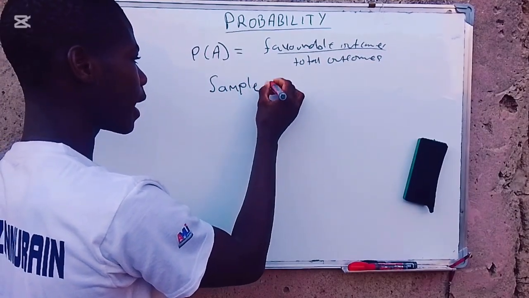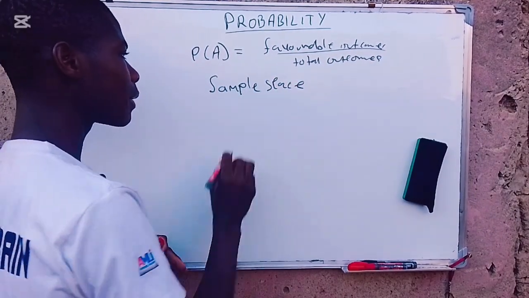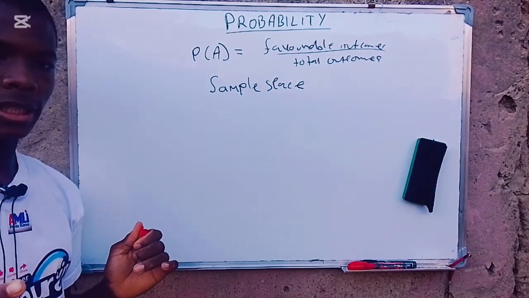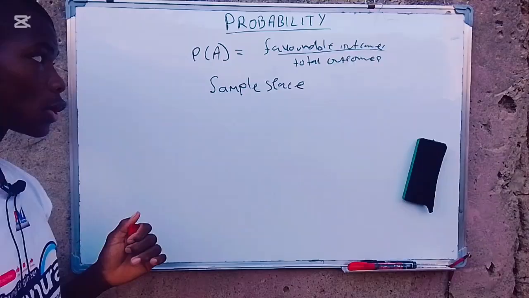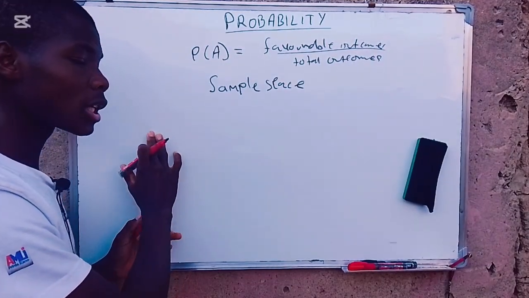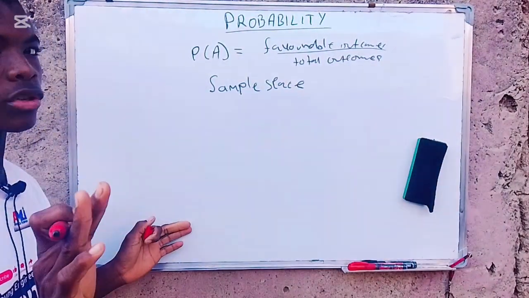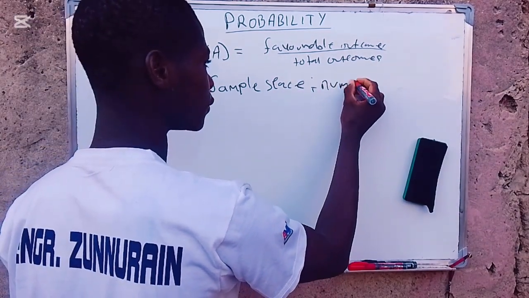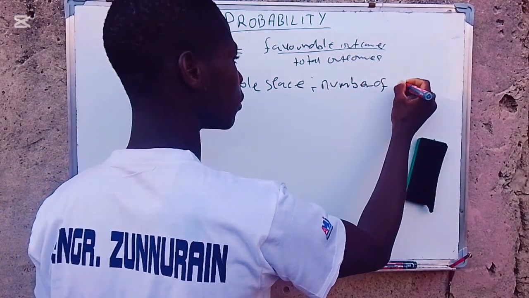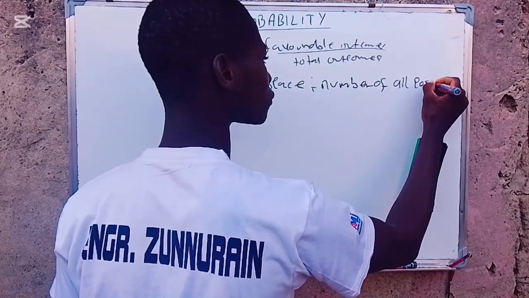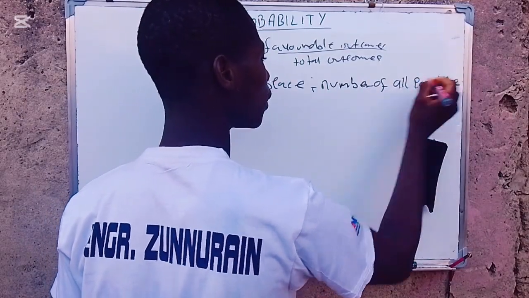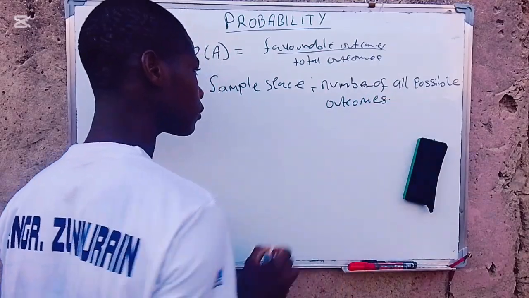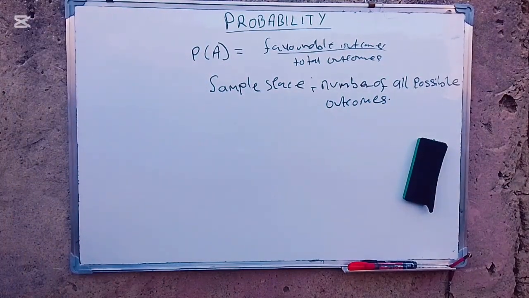There is one thing that I want you to know, which is the sample space. What is sample space? Sample space is like a universal set, if we come to sets. So sample space is the number of all possible outcomes. So this is sample space.